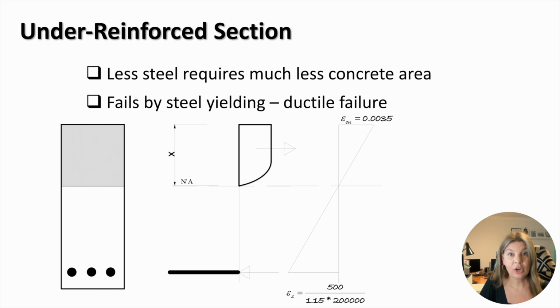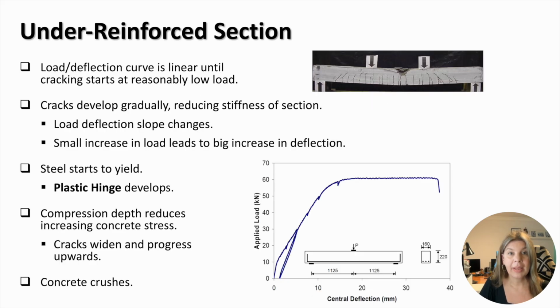This section has a lower amount of steel than the over-reinforced section, but it's not too low, and as a result, the concrete compression zone is also relatively small, but larger than in the case of the lightly reinforced section. The behaviour of an under-reinforced beam can be described using a typical load deflection curve shown in the diagram.